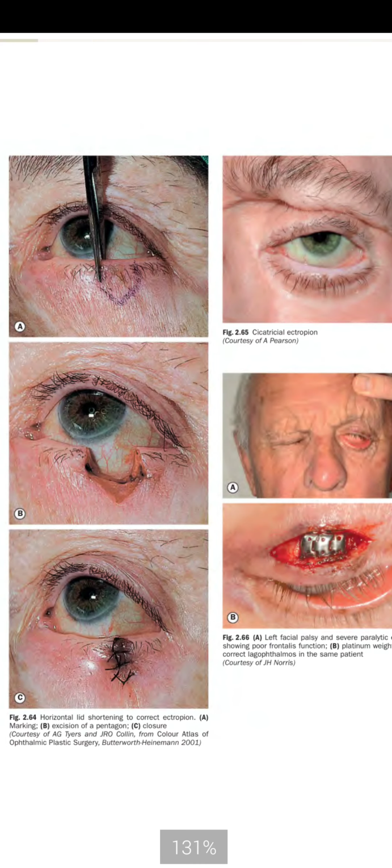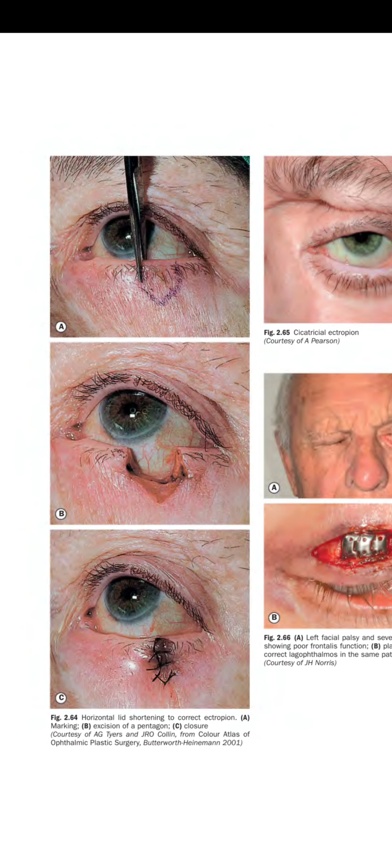After that, another procedure for generalized ectropion is treatment with lid shortening. It is especially helpful when there is a lot of keratinized conjunctiva. So what you do is a full thickness pentagon excision in the eyelid. After that you suture the incision. So this is how we treat the generalized ectropion.